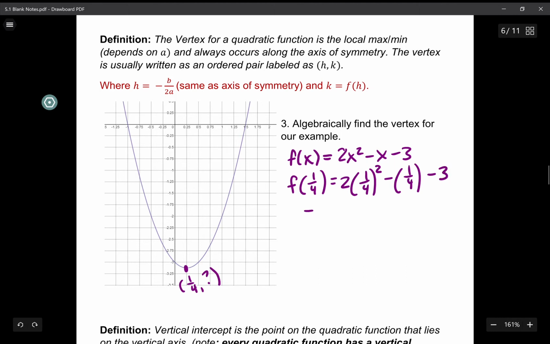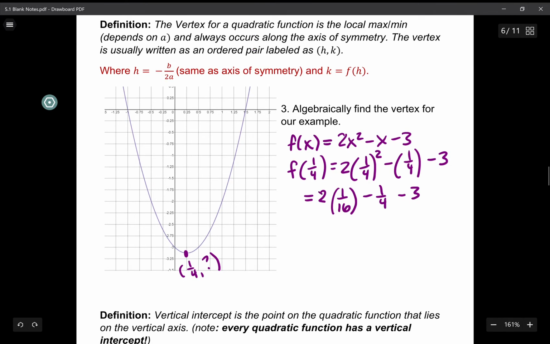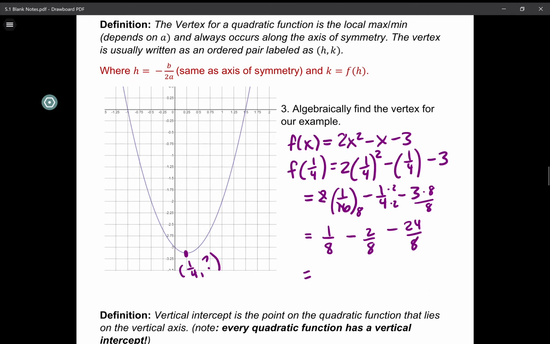All right, we simplify this to 1/4 times 1/4 is 1/16 minus 1/4 minus 3. All right, this is 2/16, which is the same as an eighth. And now we just need to get some common denominators. 1/8 minus 1/4 is 2/8, minus 3 times 8 over 8 is 24/8. 1/8 minus 2/8 is minus 1/8, minus 24/8 is minus 25/8, which I think is minus 3 1/8.